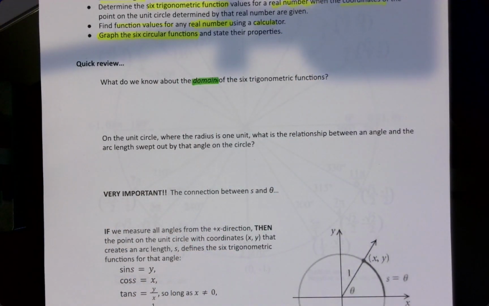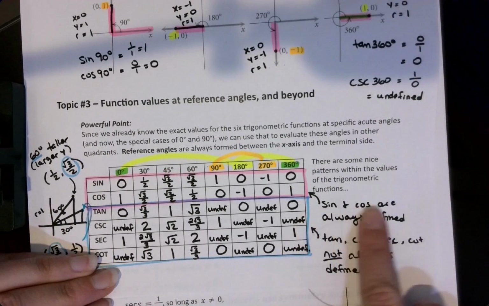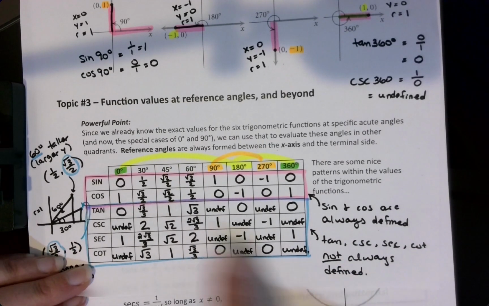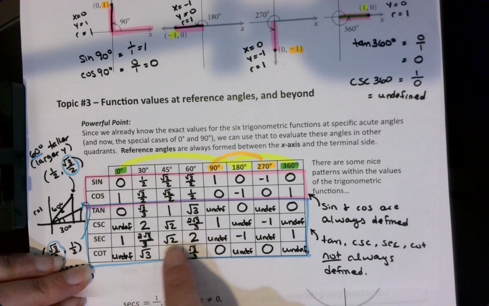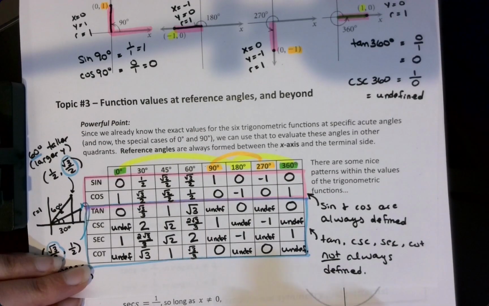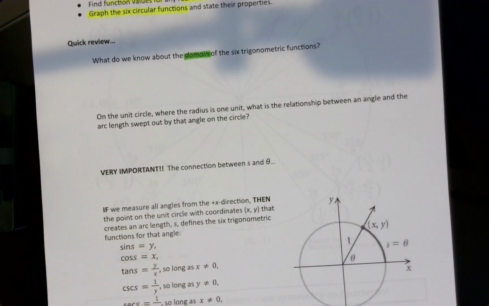If I look back a couple pages into one of the previous sections, we had made a chart for our special angles, here we go, our angles 30, 45, 60, as well as the axes, so 0, 90, 180, and 270. And we had said at this point that sine and cosine were always going to be defined. They were never undefined, but tan, cosecant, secant, and cotangent did have a few spaces, an axis or two, left and right of the same axis, where they were undefined. So we can talk about domain in terms of what we learned in that previous section.